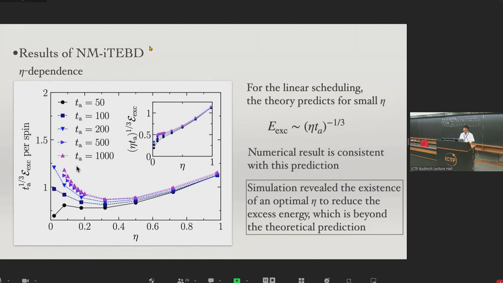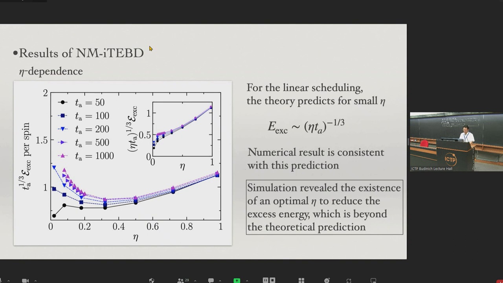This figure shows that for longer annealing time, the excess energy as a function of eta collapses to a single curve. And this inset shows the excess energy scaled by eta TA to the power 1/3. If this scaling is correct, this quantity follows a single curve. And again, we observe that the results collapse to the single curve as we increase the annealing time. So the numerical result is consistent with the theoretical prediction.